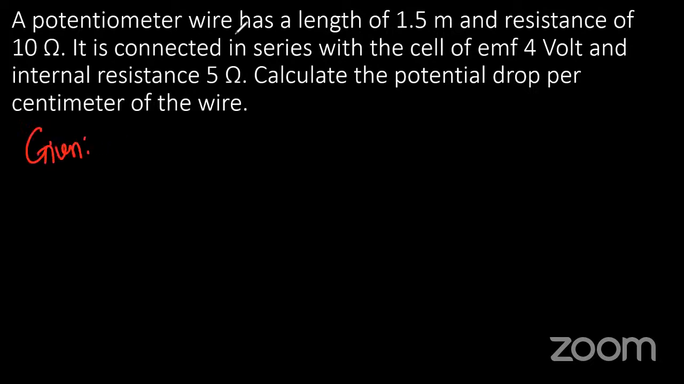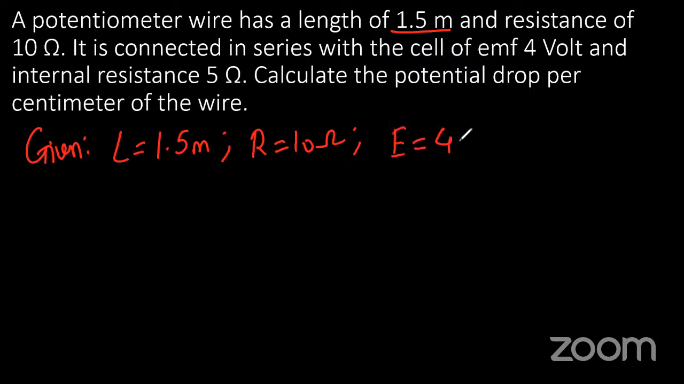Given. A potentiometer wire has a length of 1.5 meter. उसका लेंथ कितना है? That is 1.5. ठीक है. The resistance is 10 ohm. ठीक है. Is connected in series with the cell of EMF 4. तो EMF कितना दिया? 4. ठीक है. And internal resistance is 5 ohm. ठीक है. Calculate the potential drop per centimeter of the wire.